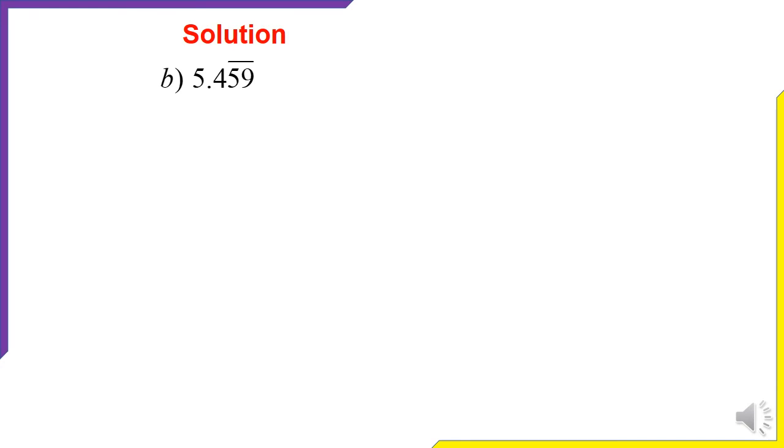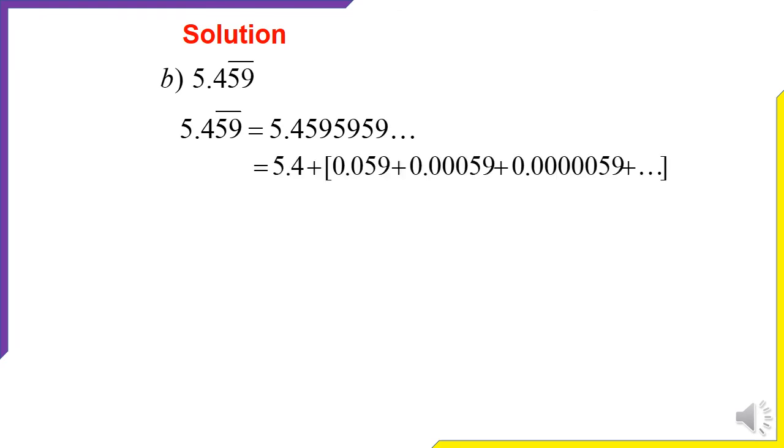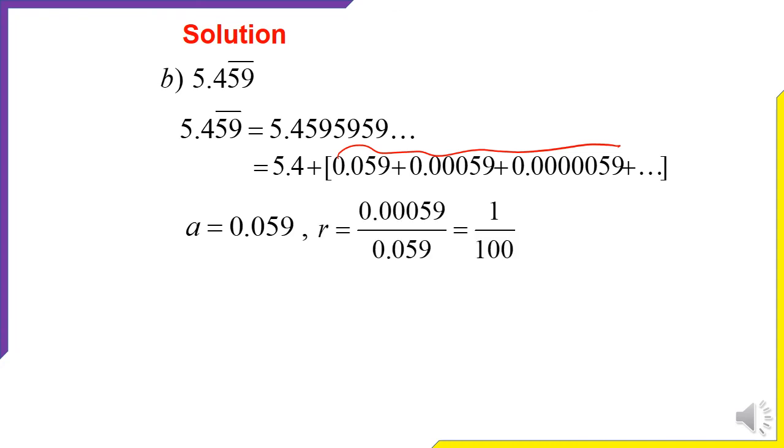Let's do question B. 5.459 bar, repeating the 59. We just have to separate the part with the repeating bar from the number that doesn't have the bar. So we separate 5.4 from 0.059, 0.00059, and so on. We repeat the same step as question A, and then we will have the first term a equal to 0.059, and the ratio between the second and first term will be 1 over 100.